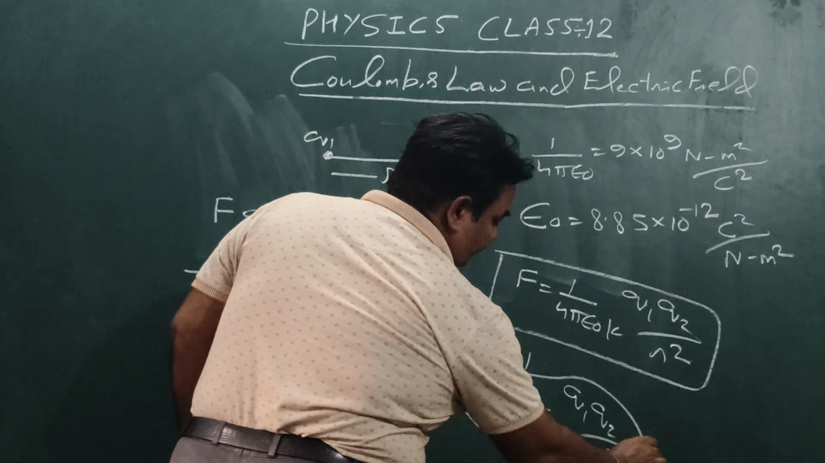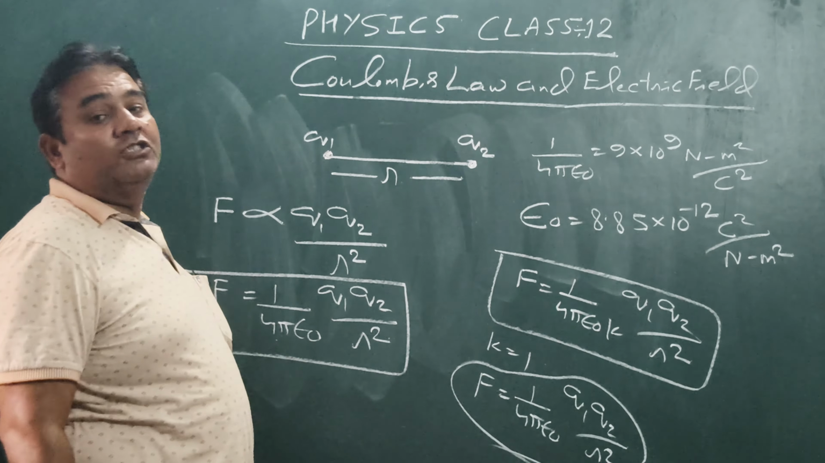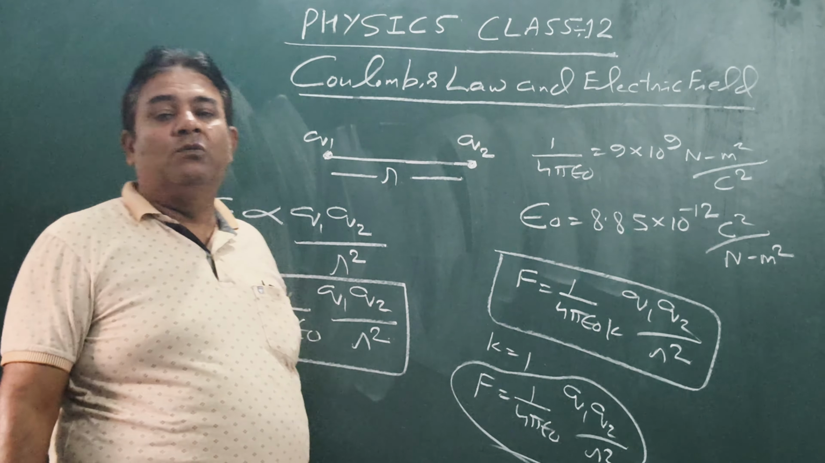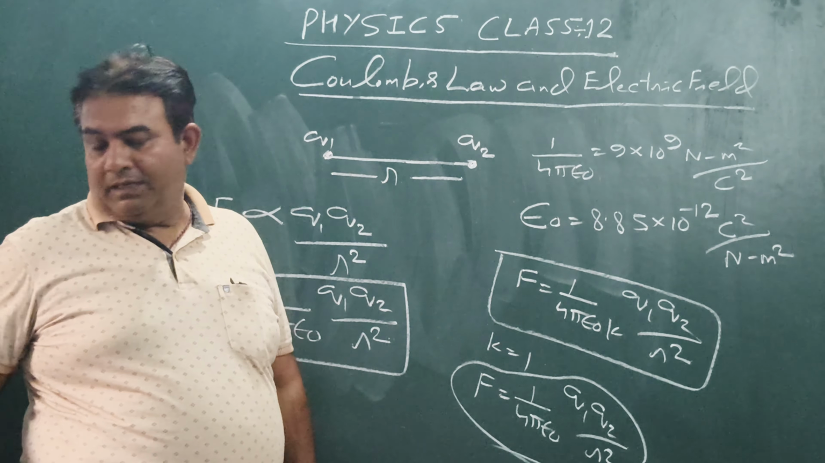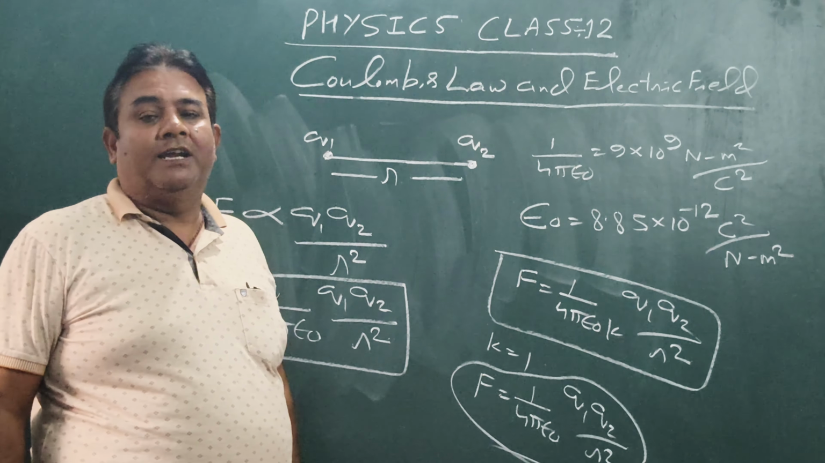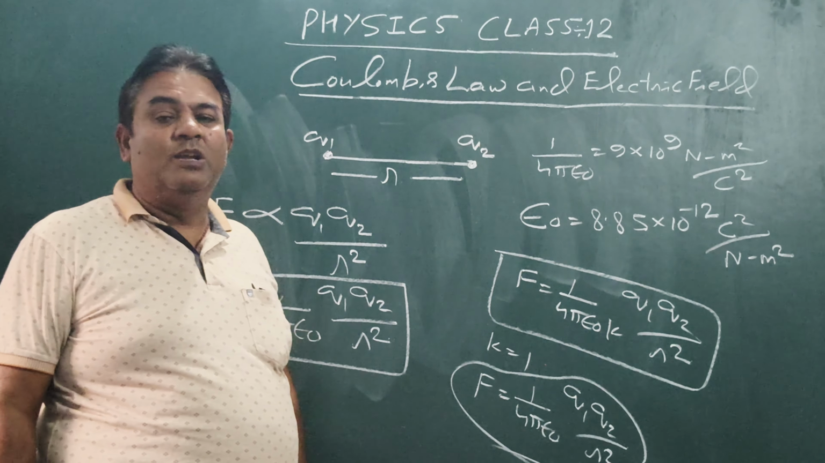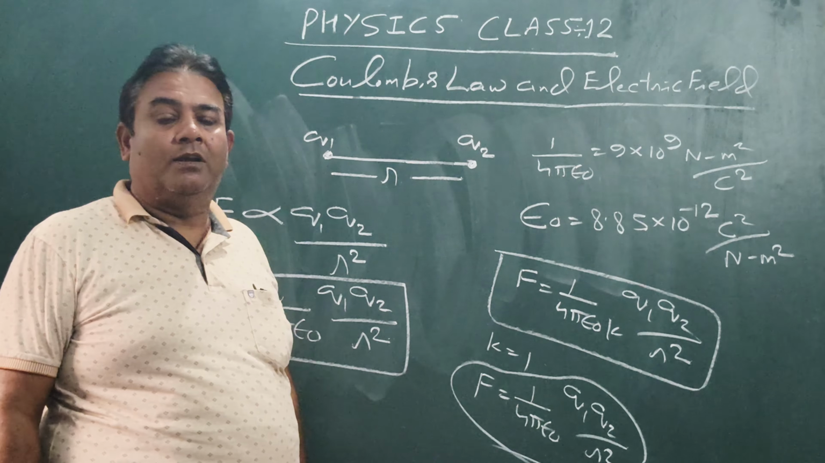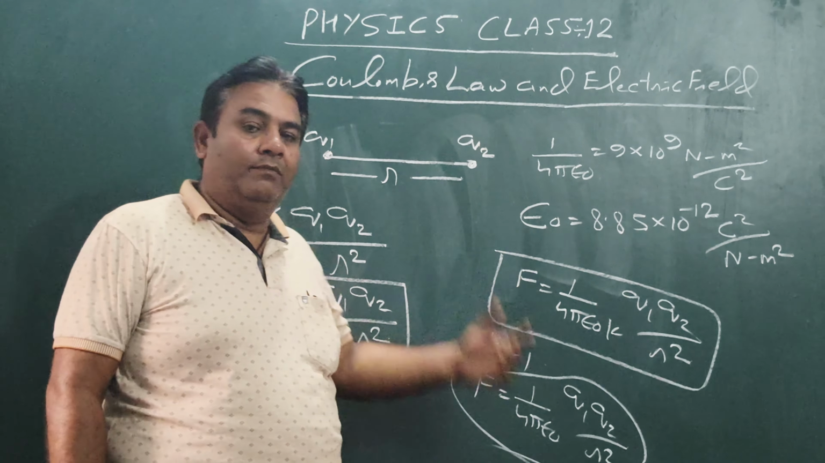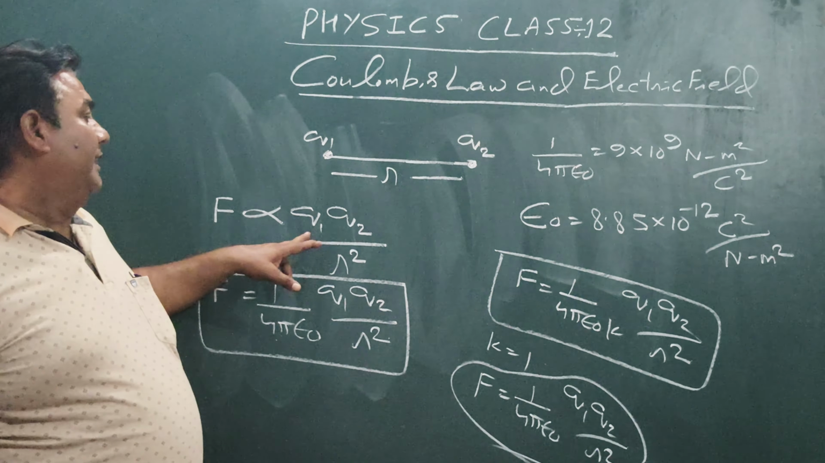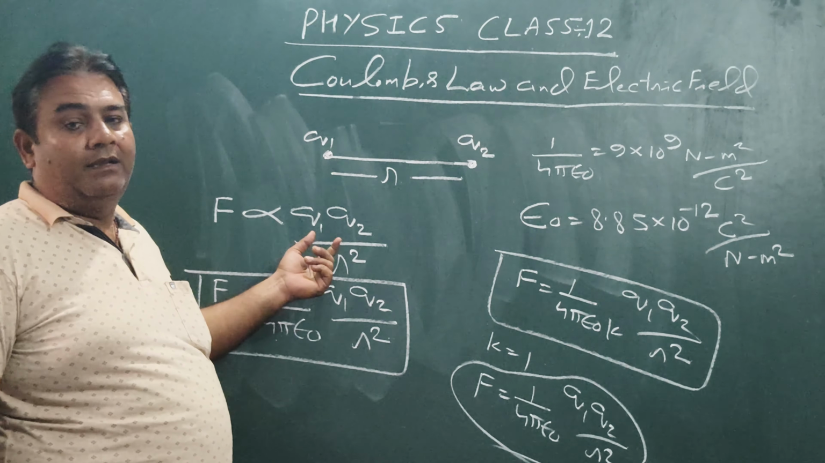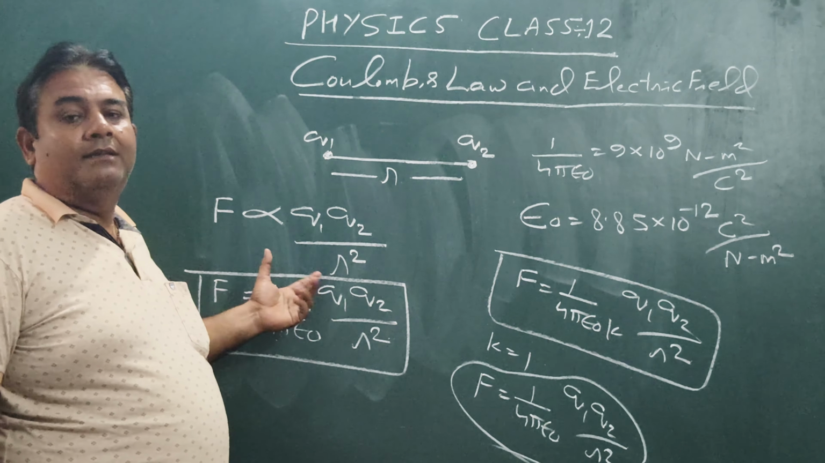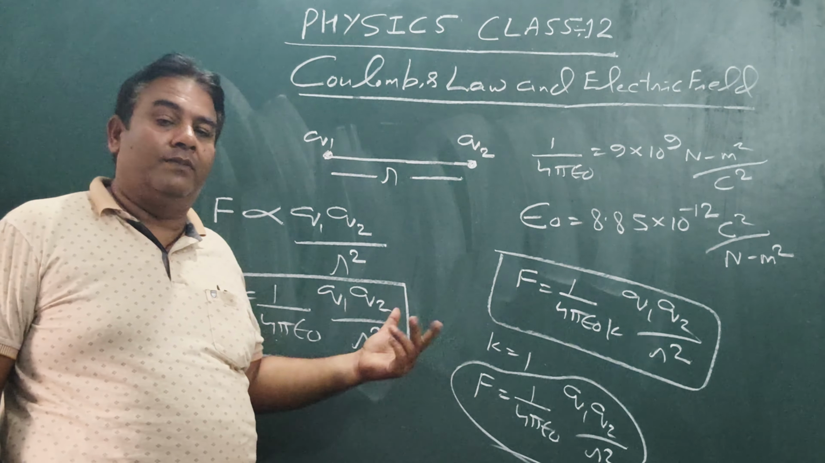This is Coulomb's law. Coulomb's law is the same as the gravitational law. In class 11, we read Newton's gravitational law: the force of attraction acting between two point masses is directly proportional to the product of the magnitude of the masses and inversely proportional to the square of the distance between them. That is the same. In the gravitational law, masses are taken; in Coulomb's law, charges are taken. But there are some similarities between them and there are some differences.